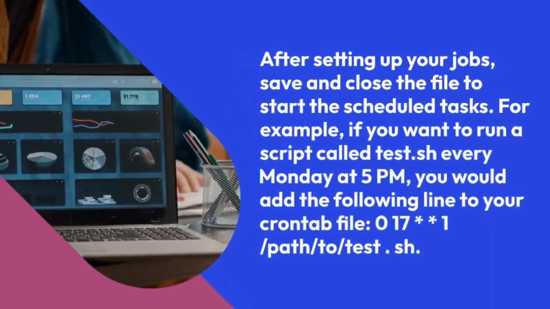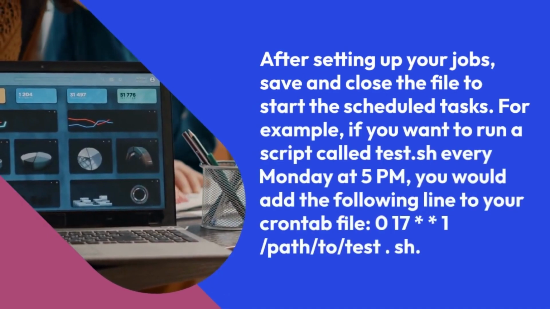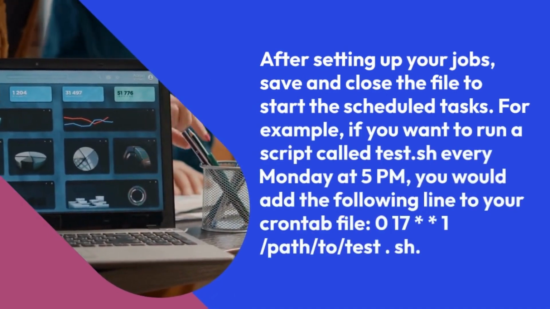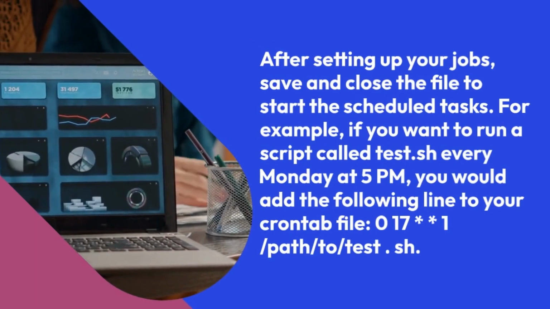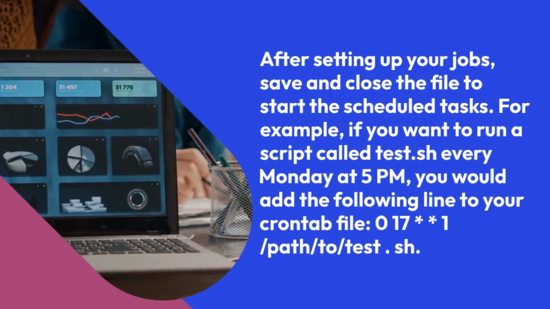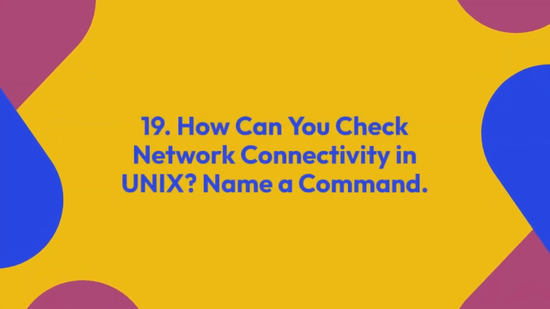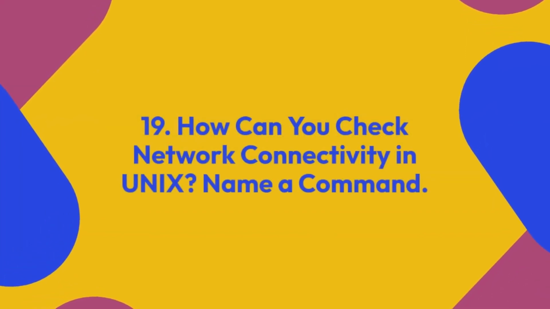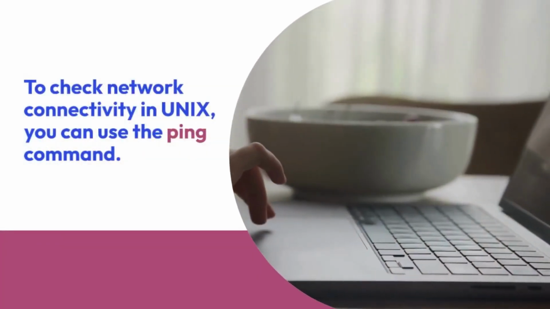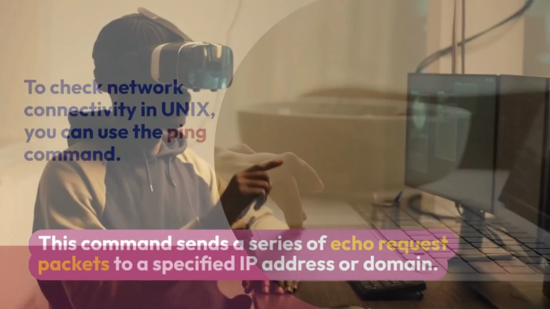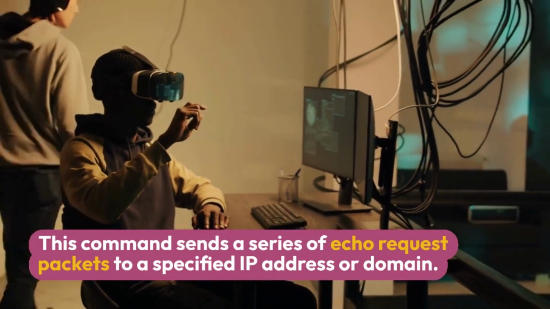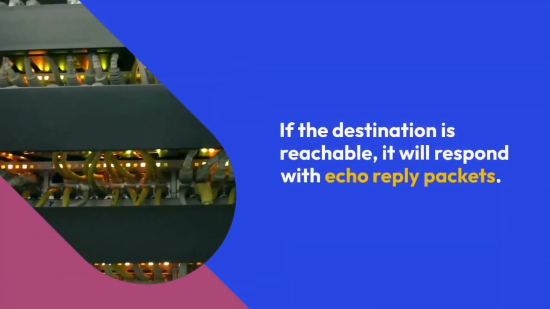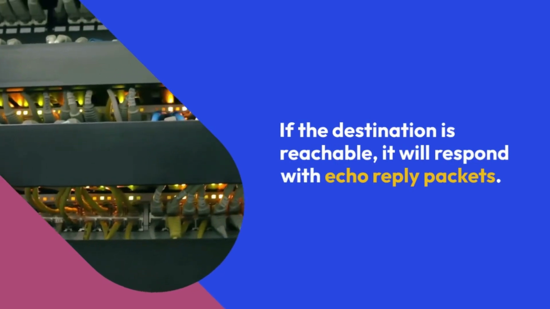For example, if you want to run a script called test.sh every Monday at 5 p.m., you would add the following line to your crontab file: 0 17 * * 1 /path/to/test.sh. 19. How can you check network connectivity in Unix? Name a command. To check network connectivity in Unix, you can use the ping command. This command sends a series of echo request packets to a specified IP address or domain. If the destination is reachable, it will respond with echo reply packets.